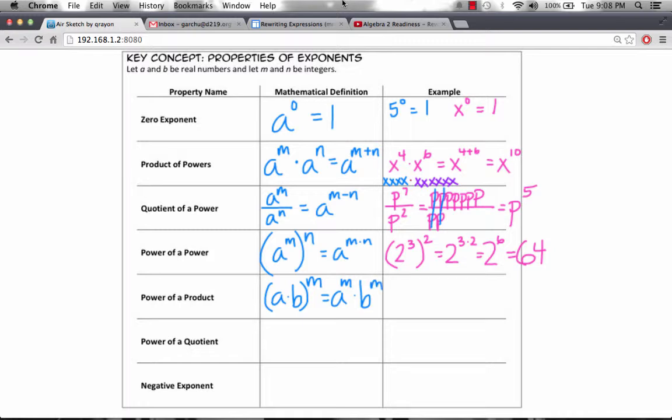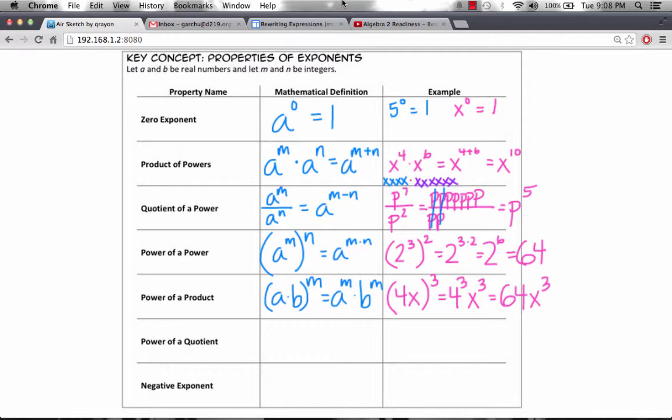So if we had something like 4x to the power of 3, we'll be raising each individual term in the parentheses to that power. So this becomes 4 to the third times x to the third, and when we simplify, this could be 64x cubed.